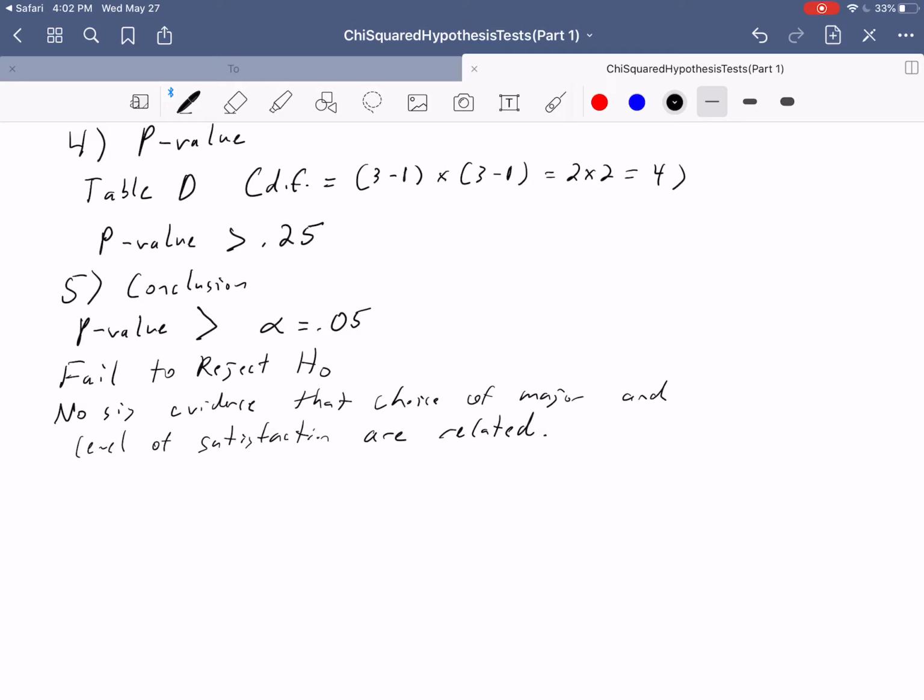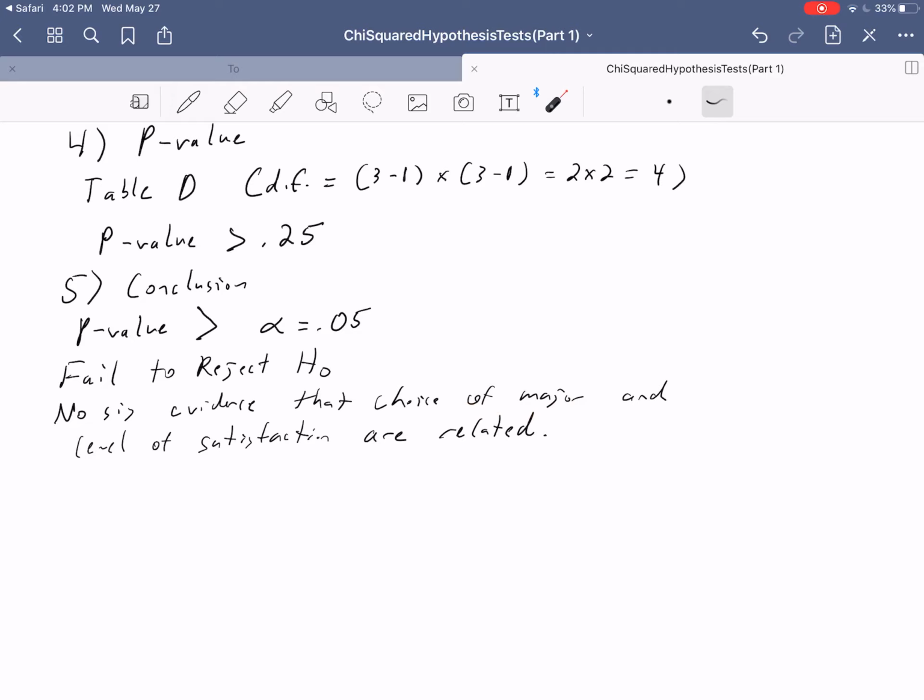Now, real quickly, let's just think about in real life whether or not a university would be excited about that finding, right? That there was no evidence that these things were related. Does this mean that the university has a lot of happy students? Well, not necessarily. This doesn't say that people have a high level of satisfaction. Does this mean that the university has a lot of unhappy students? Again, no, it has nothing to do with how many people are satisfied. This is just saying that choice of major is not related to level of satisfaction.